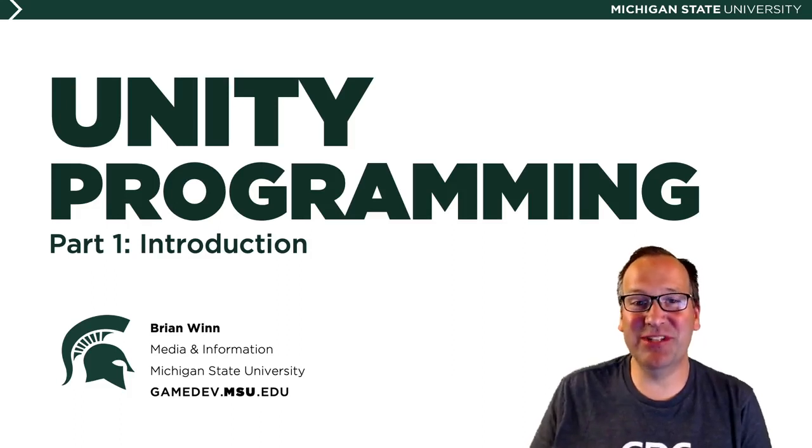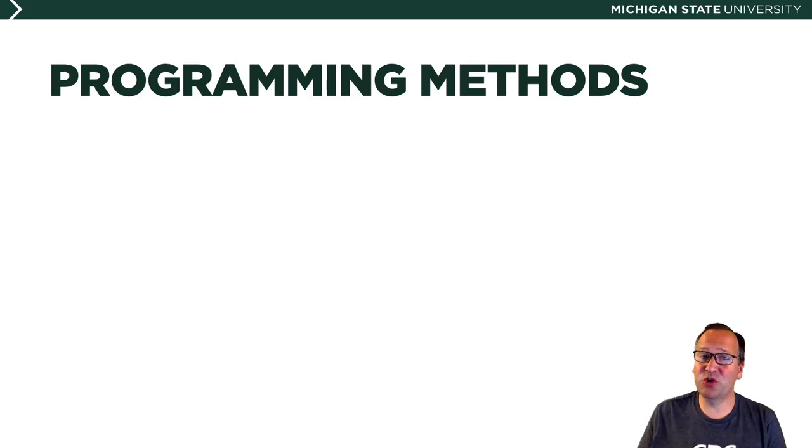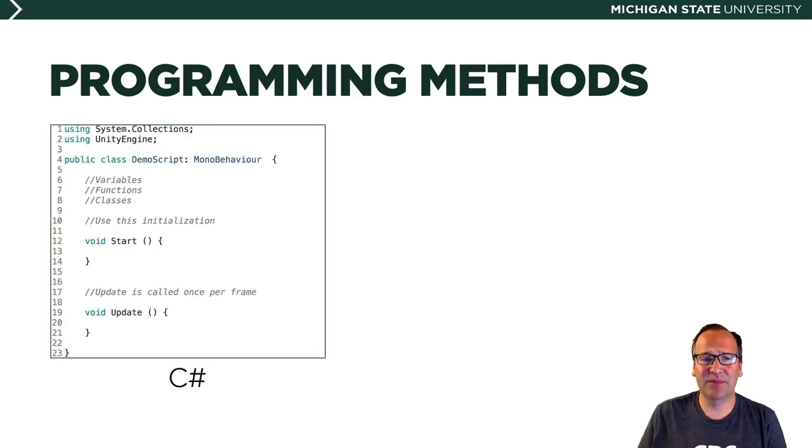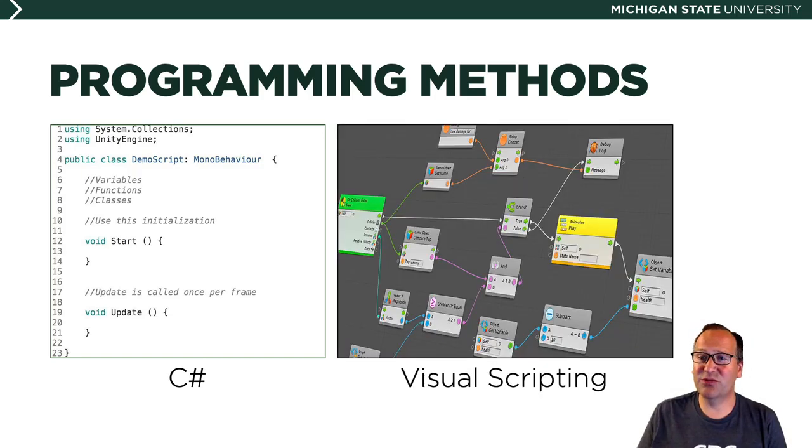In this lecture, we'll discuss the big topic of programming in Unity. There are two primary programming methods in Unity as of Unity 2020. There is the traditional method of writing text-based code in the C# language. This has been the primary way to code in Unity for many years. A newer method of programming in Unity is through using a visual scripting language.